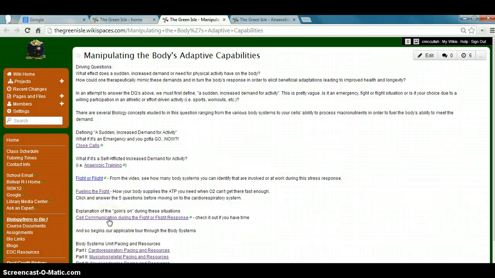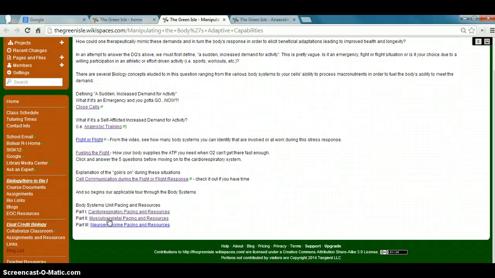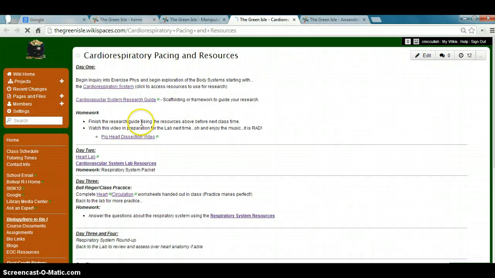This is just talking about the cell communication that goes on during that fight or flight response. But this is where we need to get to: cardiorespiratory pacing and resources. You're going to click on this, and it's got day 1. That's today. Begin inquiry, introduction. The first system we're going to take a look at is the cardiorespiratory system. So when you do this, you're going to click on this link. It'll take you to resources.